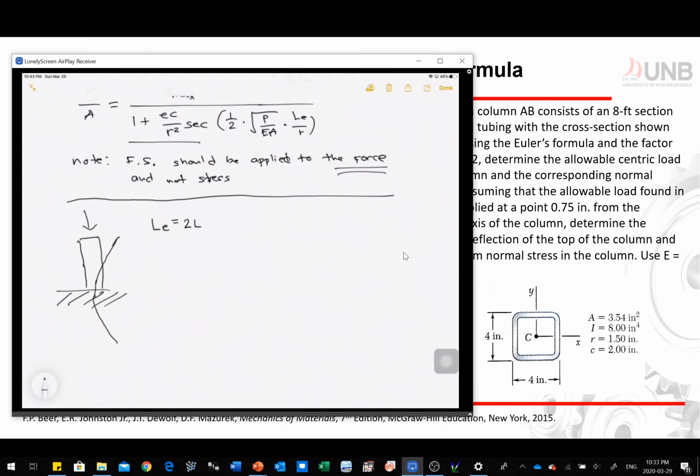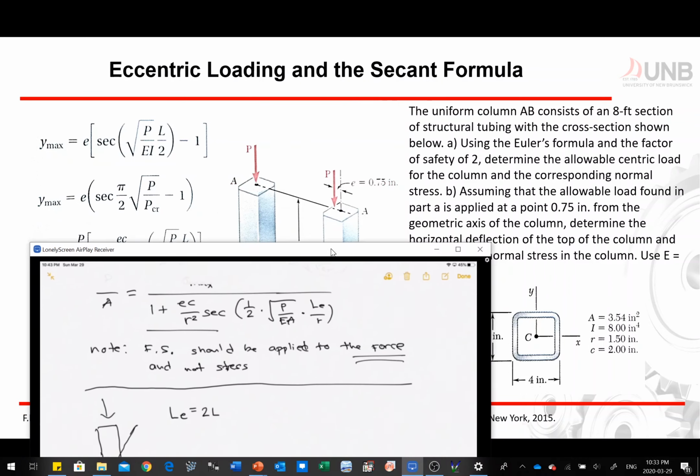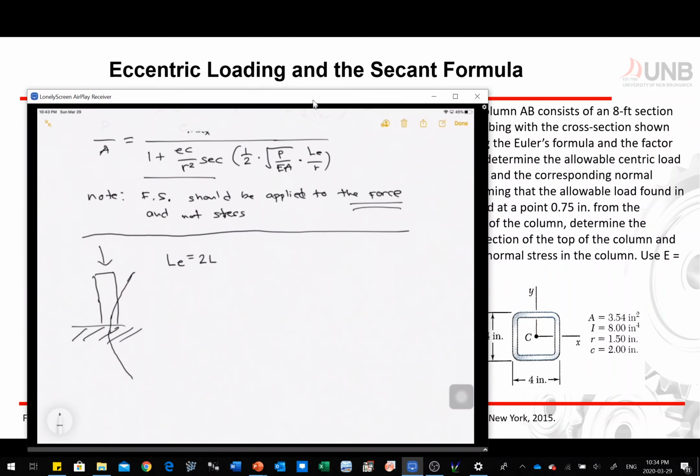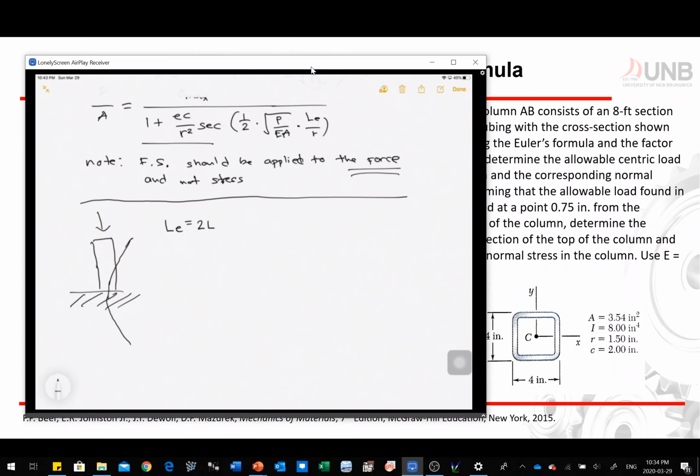And we can easily get those numbers. That's 8 feet. So from point A to point B, that's 8 feet. So that's your L. So you can easily calculate your effective length by 2 times 8 feet, and then you're going to get 16 feet right here. And that's what we call our effective length.